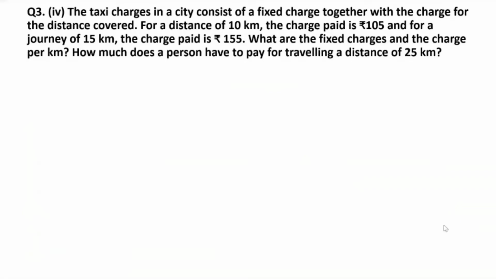The taxi charges in a city consists of a fixed charge together with the charge of the distance covered. For a distance of 10 kilometers, the charge paid is 105, and for a distance of 15 kilometers, the charge paid is rupees 155. What are the fixed charges and the charge per kilometer?